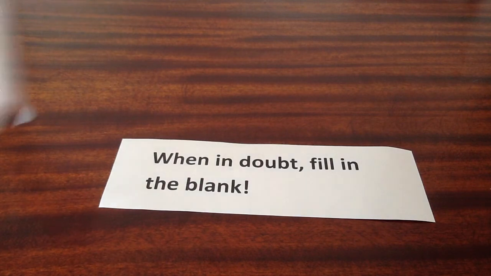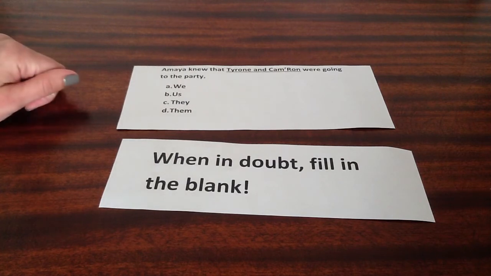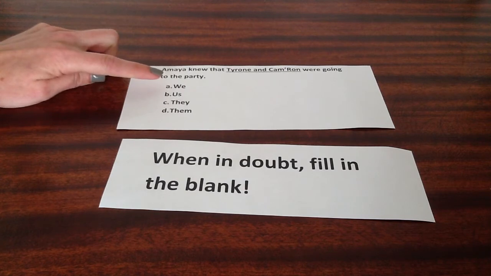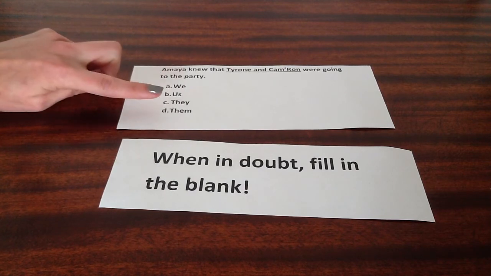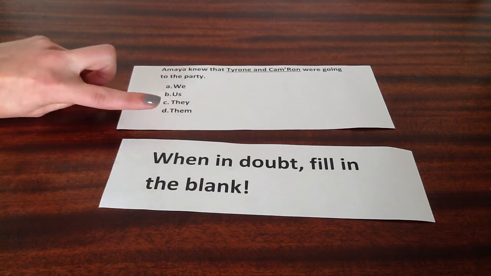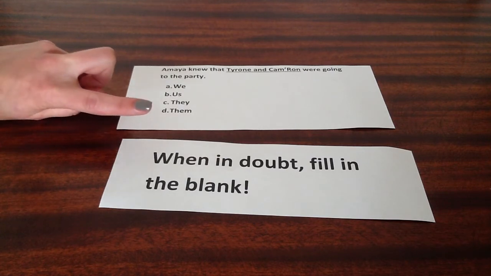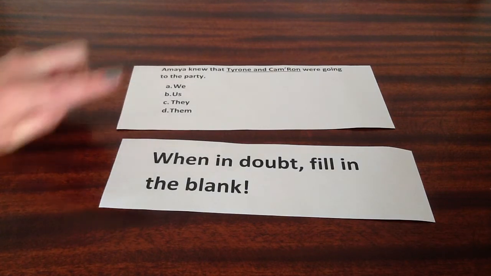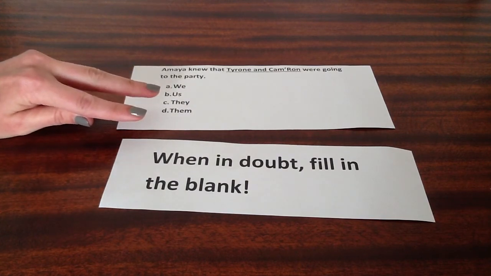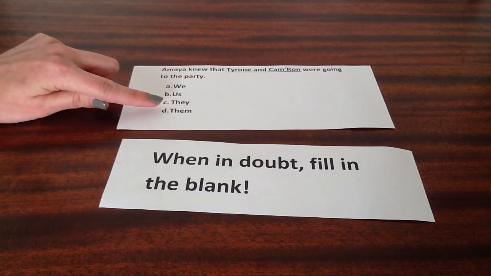So for example, with this question, Amaya knew that Tyrone and Cameron were going to the party. I'm just going to fill in the blank. Amaya knew that we were going to the party. Well, that one could work. She knew that us were going to go to the party. No, not really. She knew that they were going to the party. Well, that could work. She knew that them were going to the party. I can fill in the blank to get rid of 2 obviously wrong answers, B and D, and then focus my attention on which one of these two correct ones I could use.